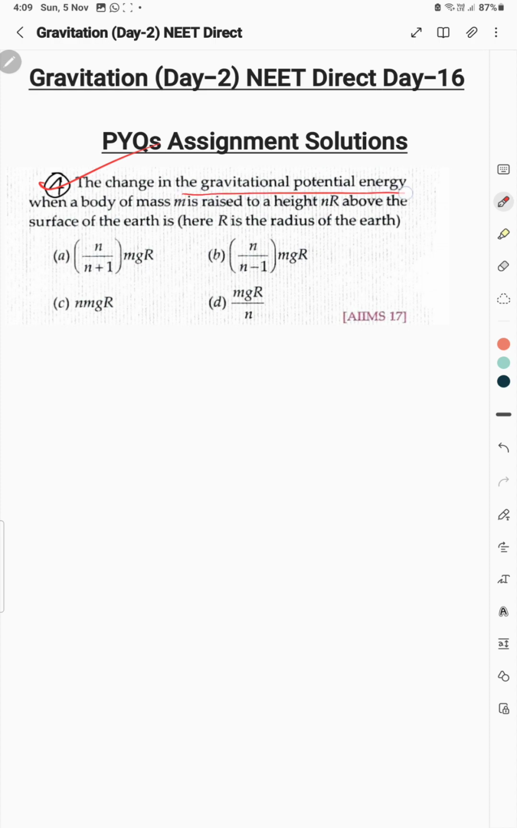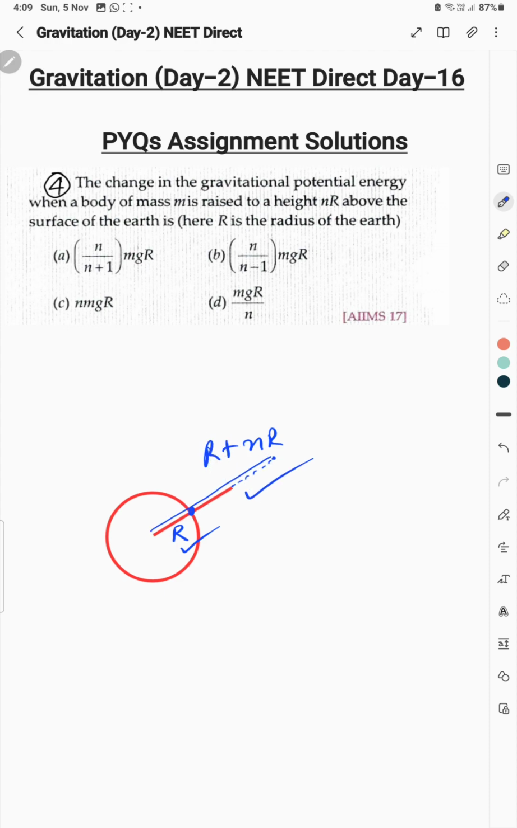Okay, now let's move on to question fourth. You have to find the change in gravitational potential energy when a body of mass m is raised to a height nR above the surface of the earth, where R is the radius of the earth. In simple words, if originally the particle is here, where R is the radius of the earth, now it has to be shifted far away, where the height is now R plus nR. So this is the whole height, R plus nR. In this process, how much change in gravitational potential energy has taken place? This is what we are supposed to determine.